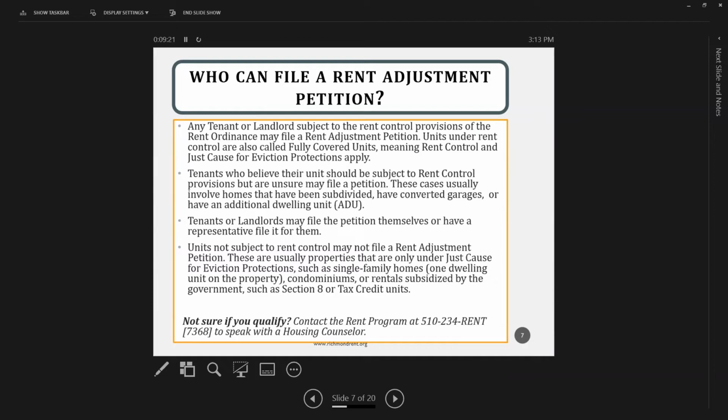Units not subject to rent control may not file a rent adjustment petition. These are usually properties that are only under the just cause for eviction protections, such as single-family homes, condominiums, or rentals subsidized by the government, such as Section 8 or tax credit units. If you are unsure, we recommend you contact the rent program at 510-234-7368 to speak with a housing counselor.